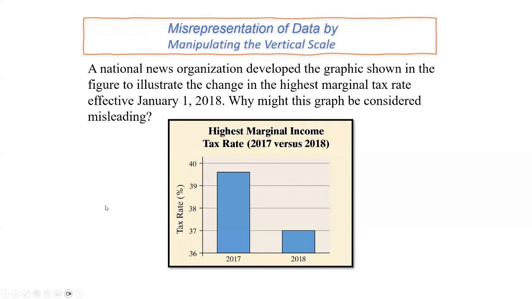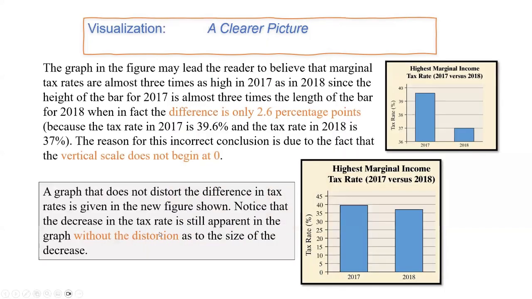Okay, in this example, it looks as though there's a huge difference in the tax rate between 2017 and 2018. But if you look at the bottom of this, it starts at 36 and it ends at 40. So there's only 4 percentage points differentiating the top and the bottom. So we can fix that. What we would need to do instead is start our graph at 0% and top it out with as much space as we need based on the percentage data we're working with. And we can see that yes, there's a difference, but it's much less than our original graph would have indicated.